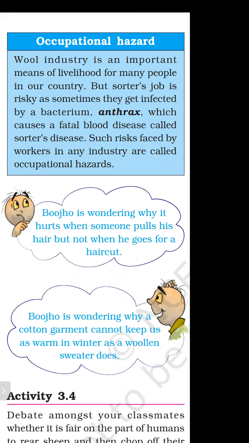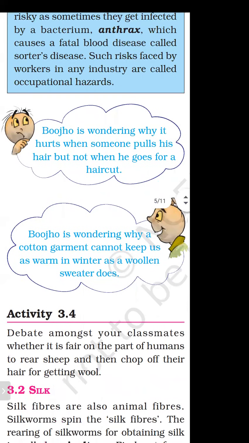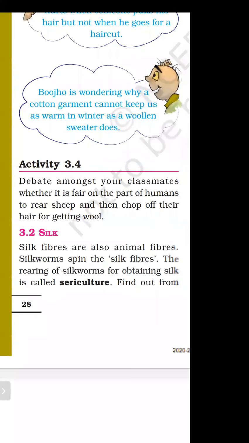So such risks faced by workers in an industry are called occupational hazards. Next, activity 3.4: debate among your classmates whether it is fair on the part of humans to rear sheep and chop off their hair for getting wool. It can be a topic of debate whether it is right or wrong.